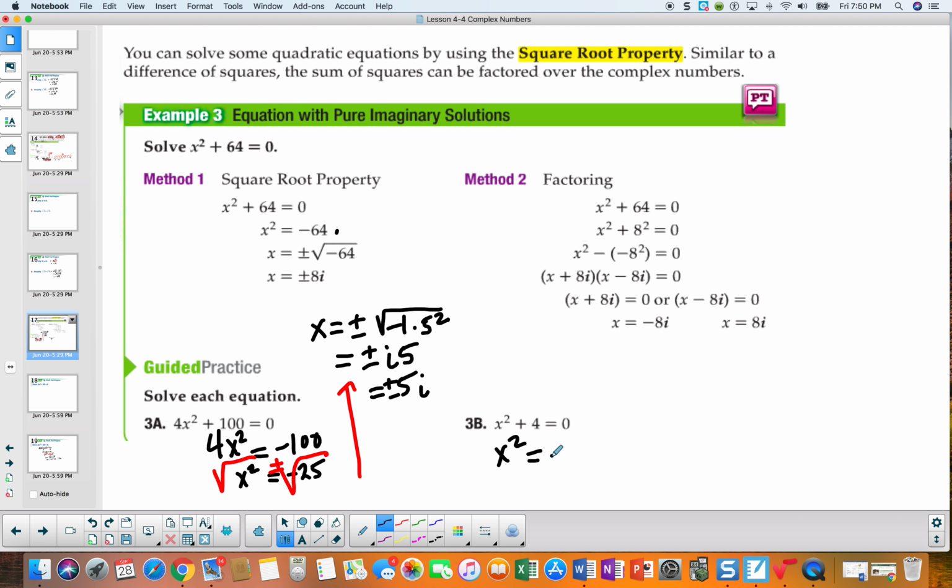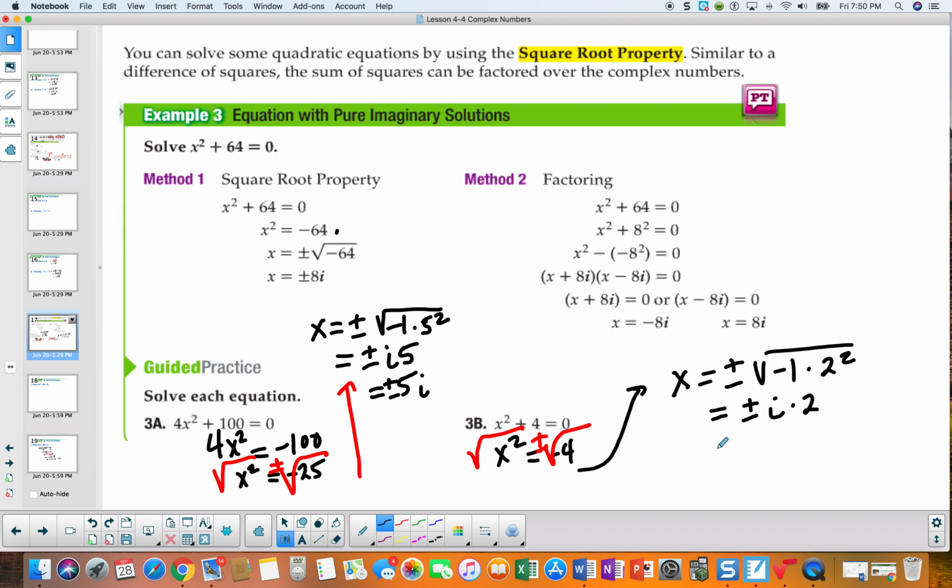We're going to move the 4 to the other side, and we're going to take the square root of both sides. Don't forget to put plus or minus. So moving over here, I'm going to have x is equal to plus or minus root, and remember negative 4 is negative 1 times 2 squared. So this is plus or minus i, and the square root of 2 squared is 2. This is kind of awkward. You'll like to put the number in front of i, and so here's the answer.